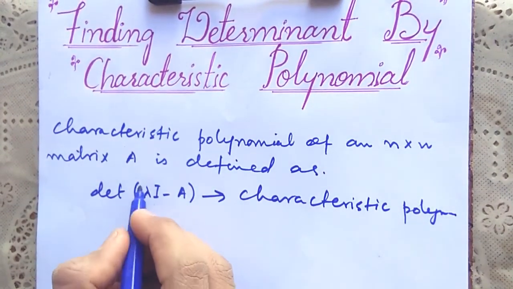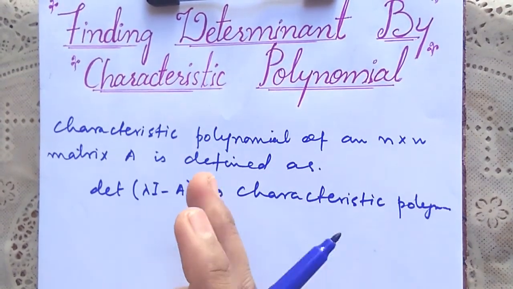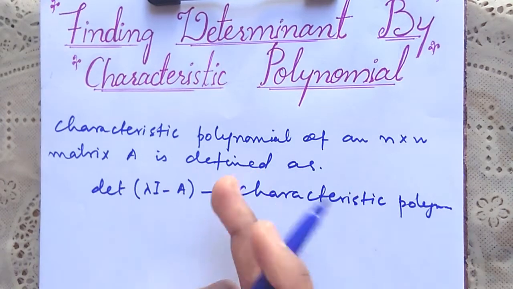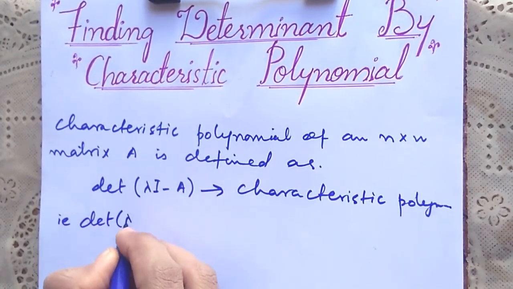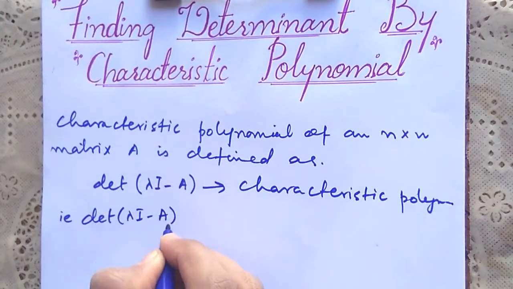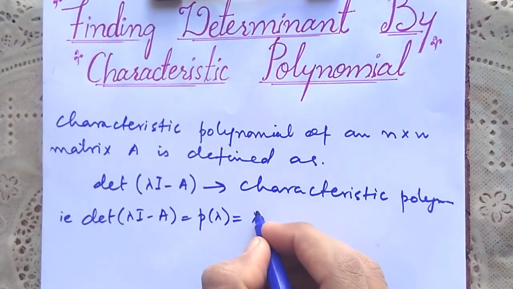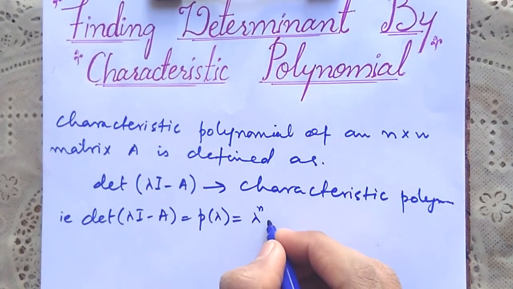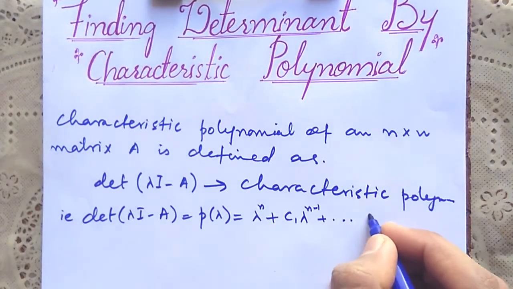Where lambda is the eigenvalue of a matrix A, right? And you know, when we expand this determinant, then we always get a polynomial of degree n. Determinant of lambda I minus A is a polynomial P of lambda, and it's an nth degree polynomial of the form lambda power n plus c1 lambda power n minus 1 plus up to cn.